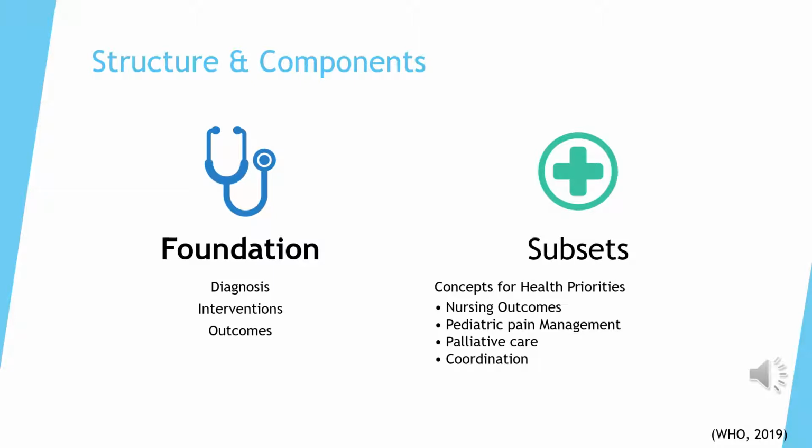ICNP structured their formal foundation in a polyhierarchy that is used to compose and represent diagnosis, intervention, and outcomes of patient care. There are a number of subsets that are available to provide pre-coordinated concepts for the various health priorities. A few include nursing outcome indicators, pediatric pain management, palliative care, and partnering with the patients and their families to ensure the patient is adhering to treatment.